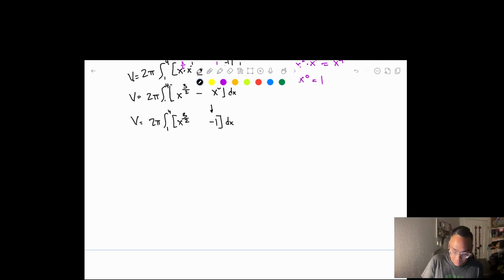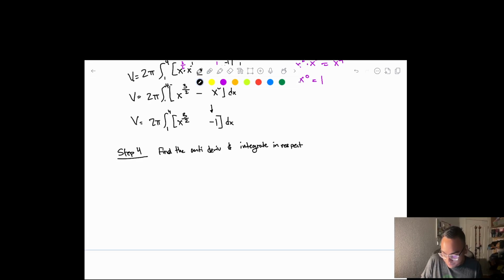So from here, we move on to step 4. Don't worry, we are almost there. Step 4: we have to find the antiderivative and then integrate with respect to x. So what we're going to be doing is basically taking this integrand.